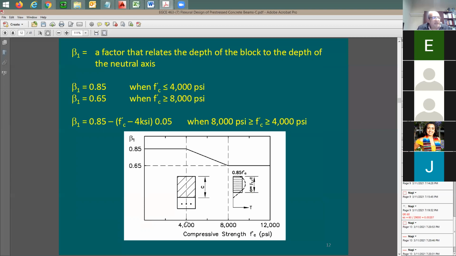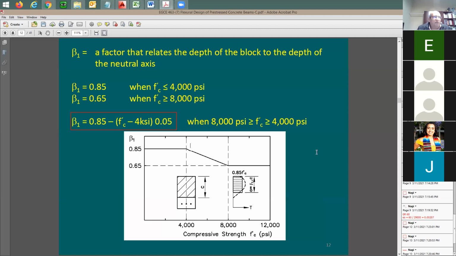If the concrete strength is going to be 4,000 psi or less, your beta 1 is going to be 0.85. Once you hit 8,000 or more, it's going to be 0.65. In the middle, you can do this interpolation with this equation. So this is the equation for interpolation for the beta factor. For each additional 1,000 psi, you're going to have a drop of 0.05.